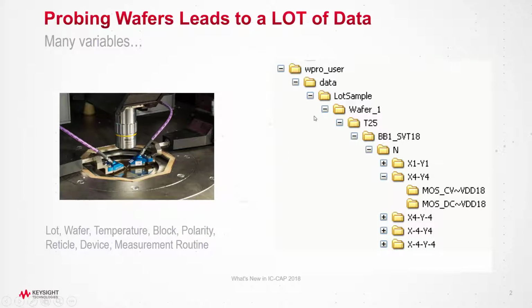a deep hierarchy of directories based on lot name, wafer name, temperature, device type, polarity, and reticle location, and then specific measurement parameter groups. If you want to put the data from different die around the wafer side by side, this hierarchy can be a little cumbersome to navigate.